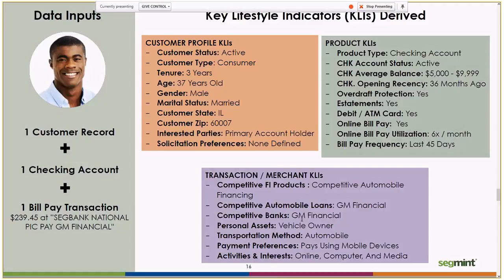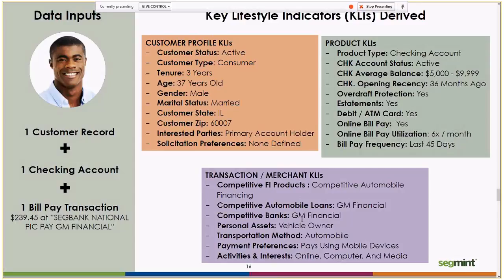As well as some tenure information. How long ago did this customer, or this member, open this checking account with you? And what services are they utilizing tied to that checking account? Are they actively using their debit card? Is it active? Do they use bill pay? Did they take advantage of overdraft protection? All this information really results in a single key lifestyle indicator for each of these attributes.